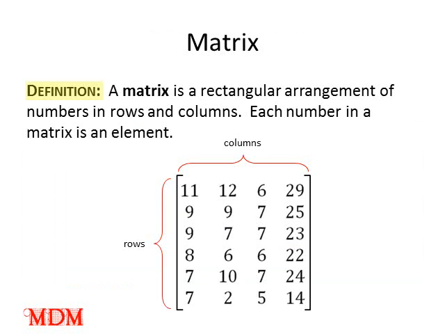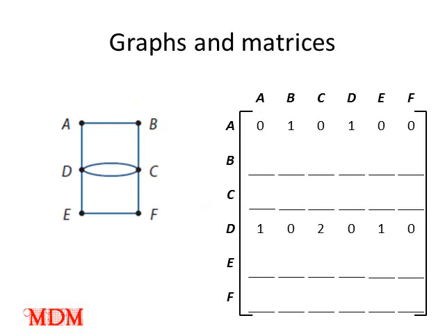If we just look at the data within the table itself, we are looking at a matrix. The definition of a matrix is that it is a rectangular arrangement of numbers in rows and columns. Each number in a matrix is an element. Matrices can be used to represent graphs. One way in which a graph can be represented by a matrix is shown here.